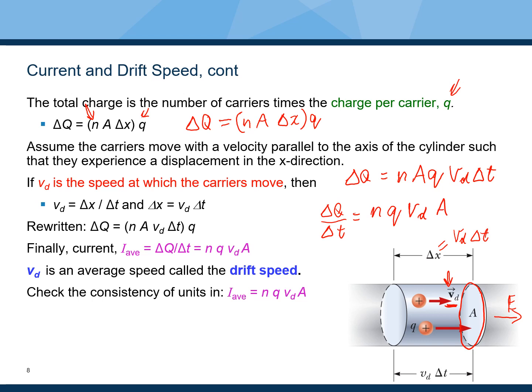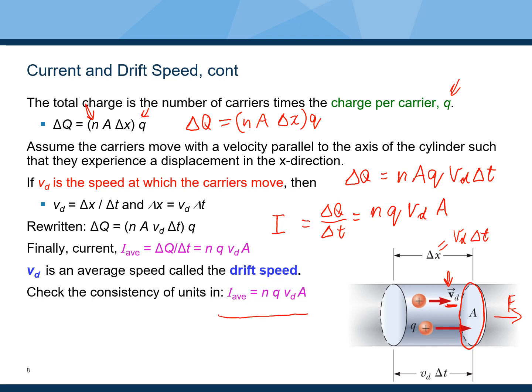Okay? So now we understand that delta q over delta t is just our notion of current, and so we've related the current to something microscopic, namely the number density of charge carriers, the charge of each of those charge carriers, the drift velocity that is induced in that conductor due to the presence of the electric field, and the cross-sectional area.